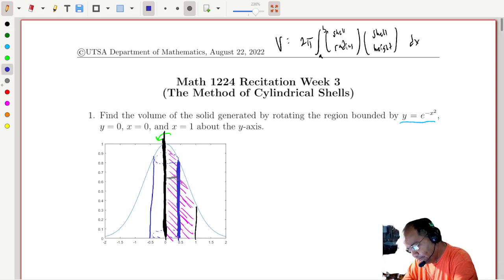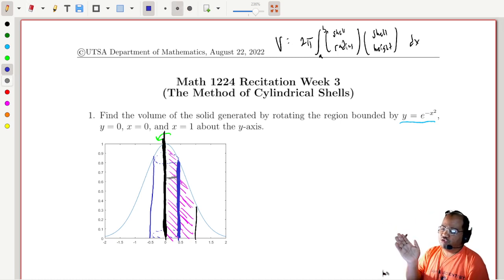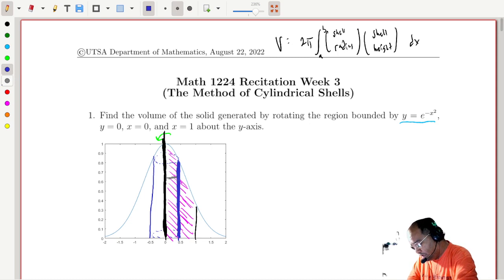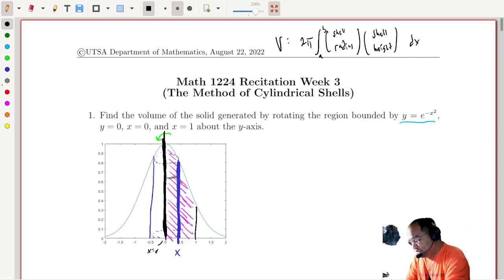Our strip here is varying. So the strip will be at some location, let's call it x. And of course, we have our axis of rotation here at x equals 0. And so what is the distance from any strip to the axis of rotation? Well, let's write it down here. So the radius here, think right minus left, x minus 0, or just simply x.